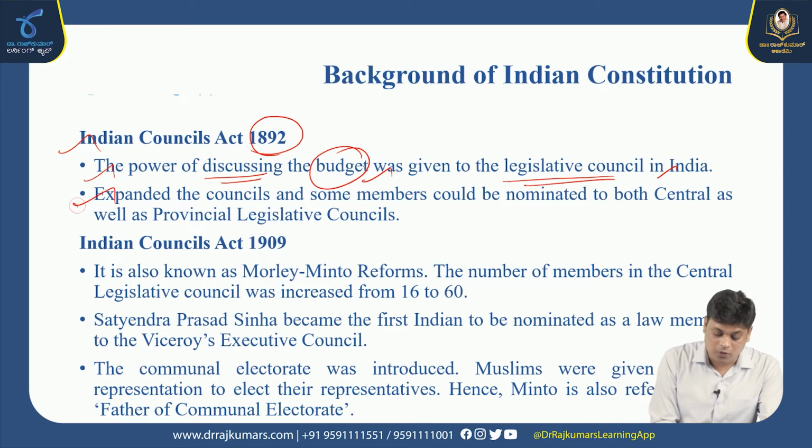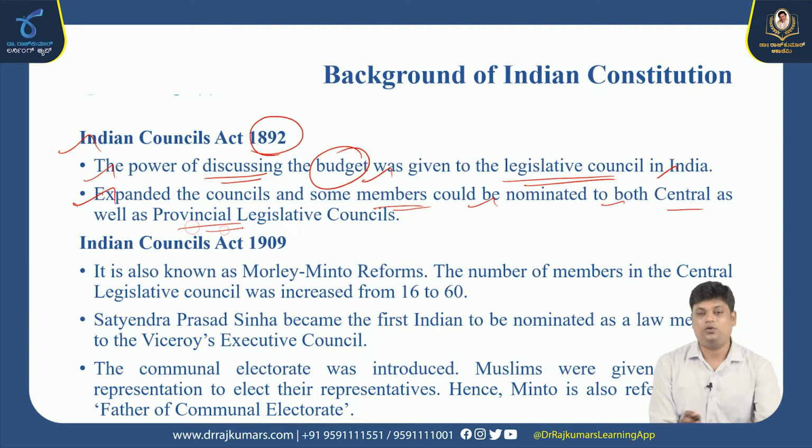And expanded the councils, and some members could be nominated to both central as well as the provincial legislatures. So, Indian Councils Act is the major reason behind enacting from the Britain Parliament. They wanted to establish their council members, increasing the members as well as including non-official members from the Indian side.